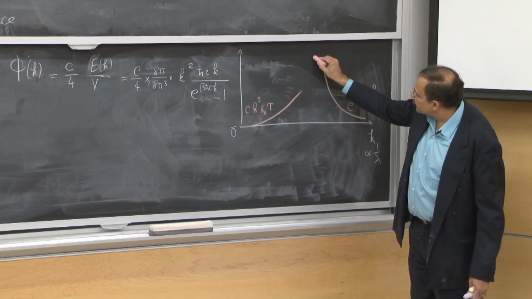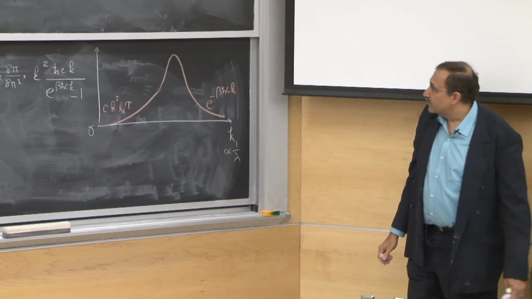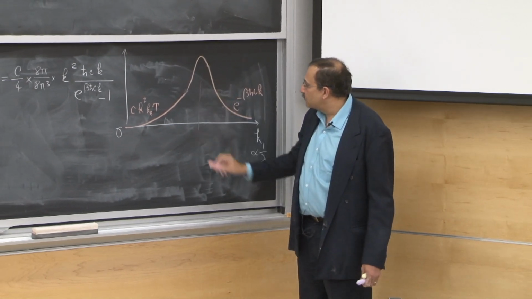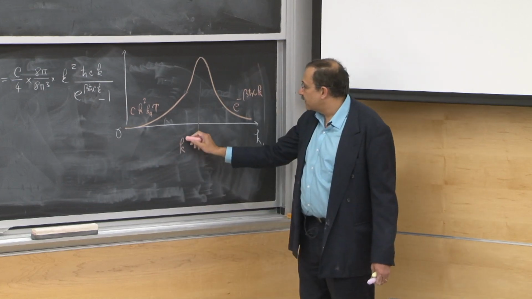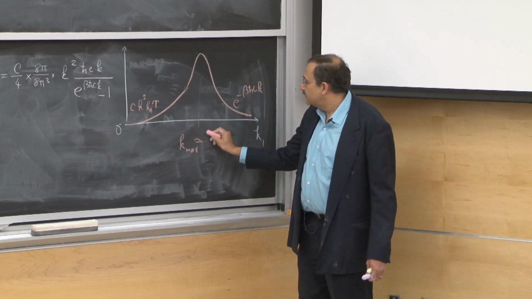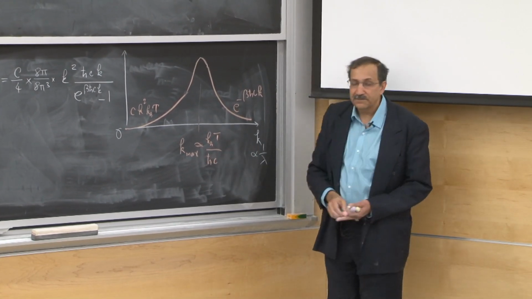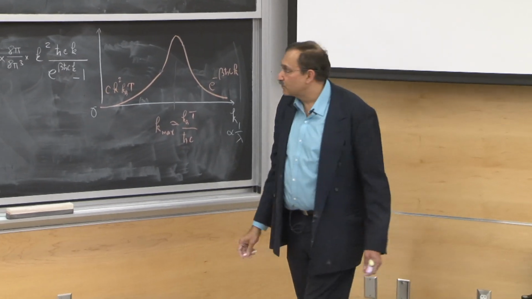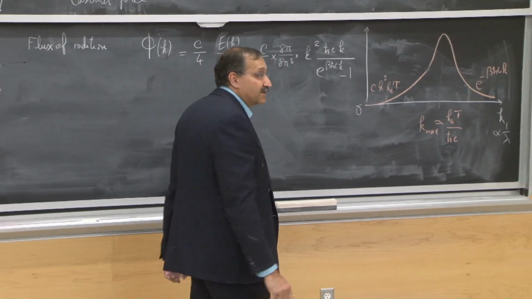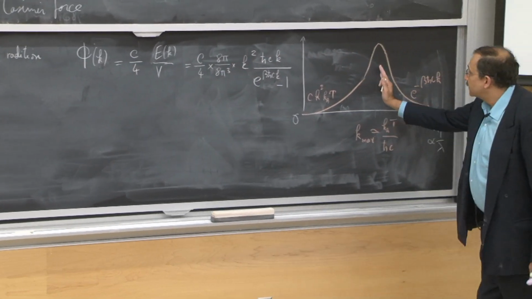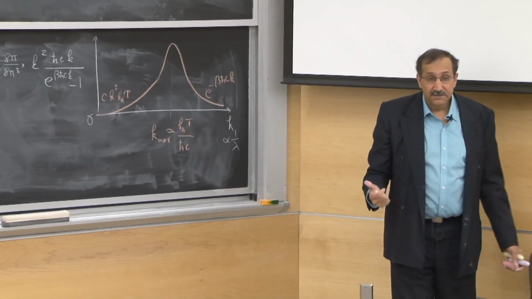And actually, the curve will look something like this, therefore. It will have a maximum around the k, which presumably is of the order of kT over h bar c. So basically, the hotter you have, this will move to the right, the wavelengths will become shorter.